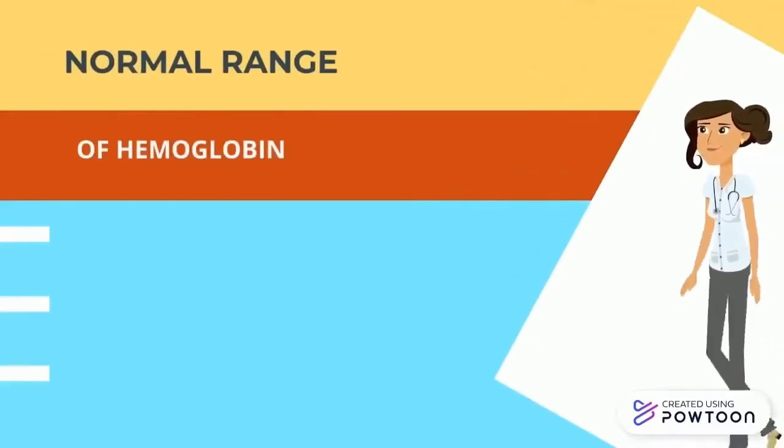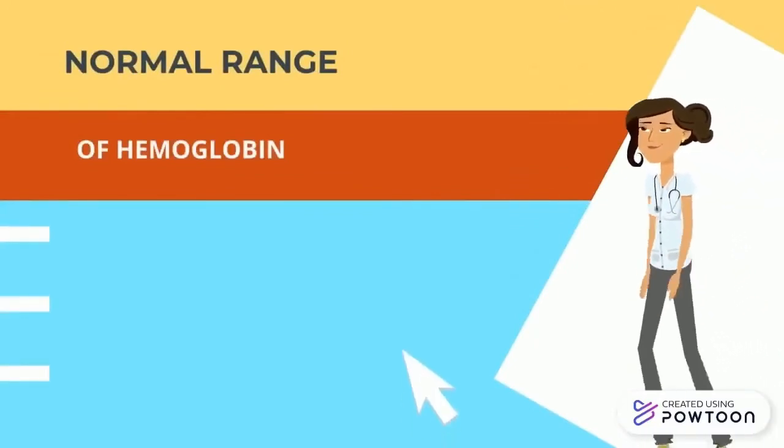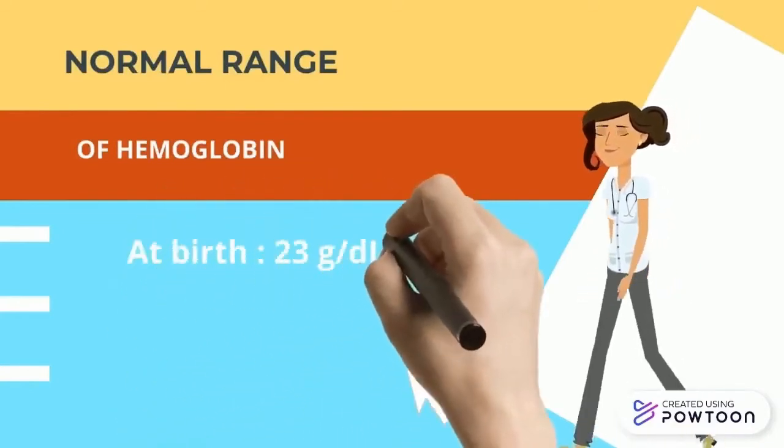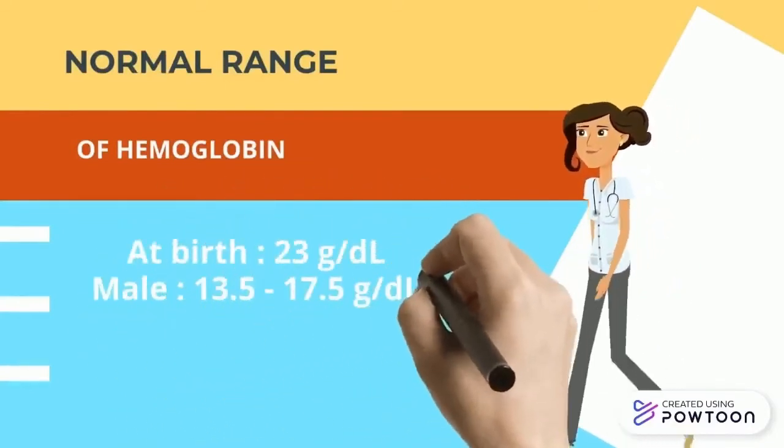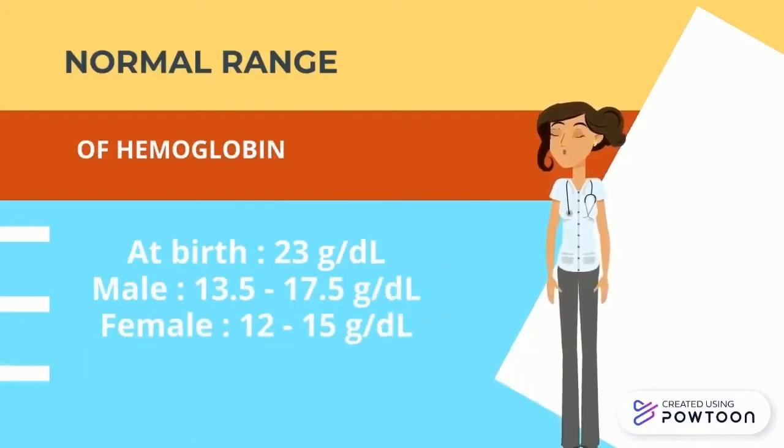For baby, it is 23 grams of hemoglobin per deciliter because the RBC count is high. For male, it is within 13.5 to 17.5 grams of hemoglobin per deciliter, and for female, it is within 12 to 15 grams of hemoglobin per deciliter.